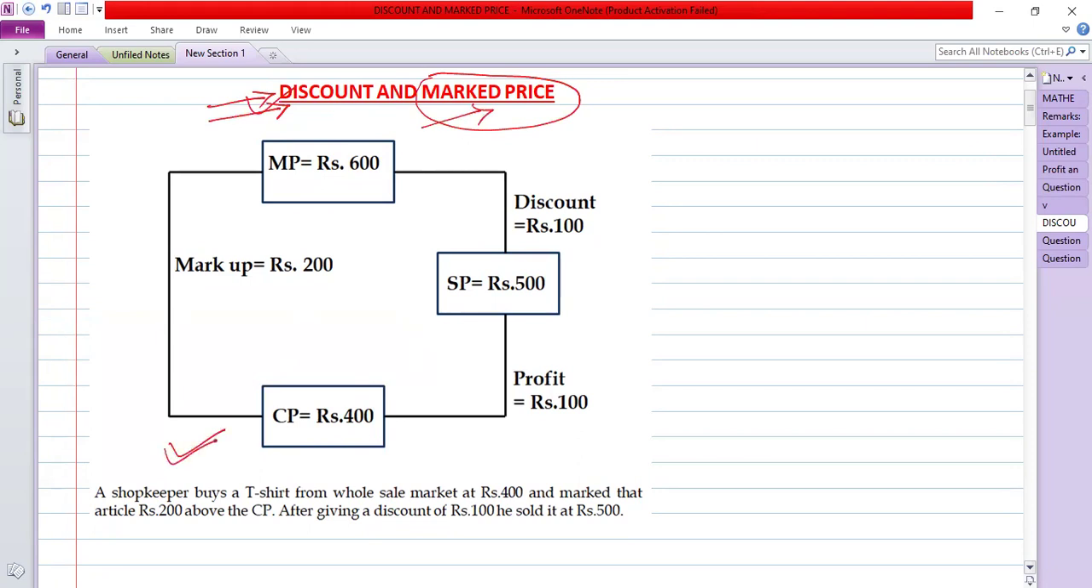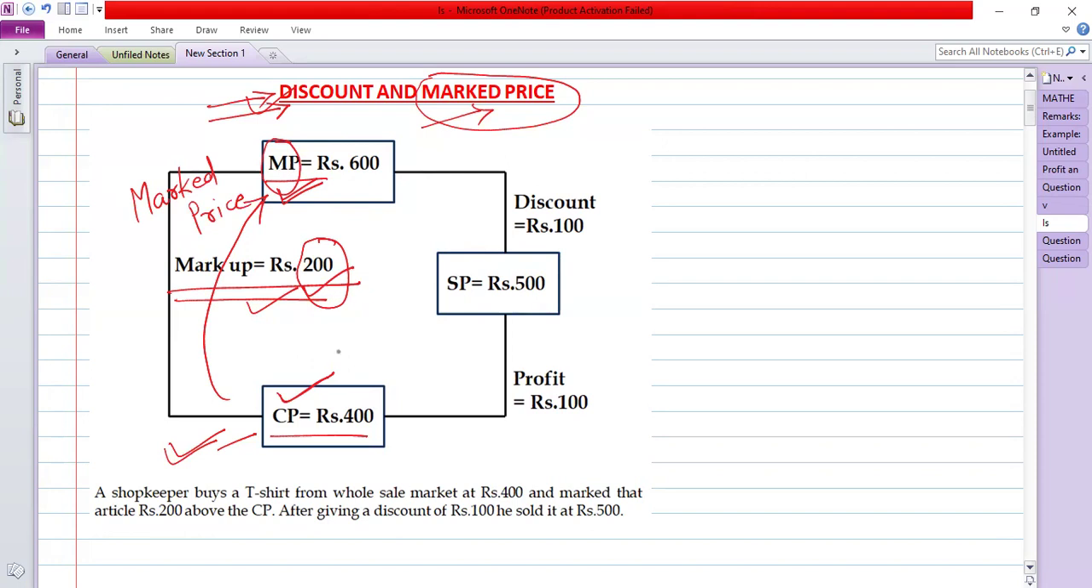So here there is a certain example. This is the cost price of a certain item. Here the item is a t-shirt. This is the cost price of the item for the shopkeeper. Now, the shopkeeper has marked up its price. The shopkeeper has marked up the price of this t-shirt, and this is the marked up amount. And now this MP stands for marked price. So this is the marked price.